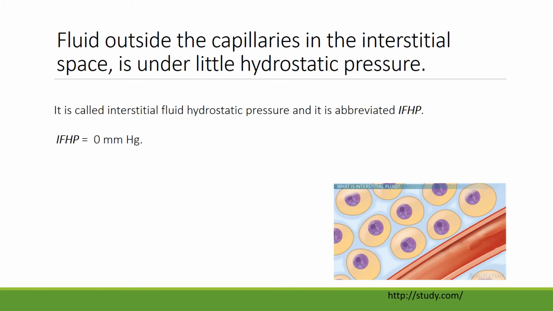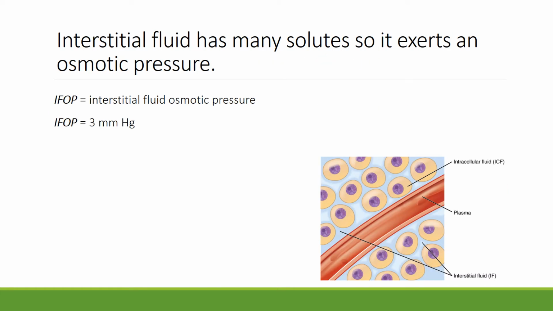The fluid inside the capillaries, because it's in a closed container, is under a fairly high hydrostatic pressure. There's also fluid outside the capillaries in the space called the interstitial space that's under very little hydrostatic pressure because it's not within a container. The pressure exerted by this interstitial fluid is known as IFHP, which stands for interstitial fluid hydrostatic pressure, and it's equivalent to 0. There is another pressure that we need to consider when looking at the interstitial fluid.